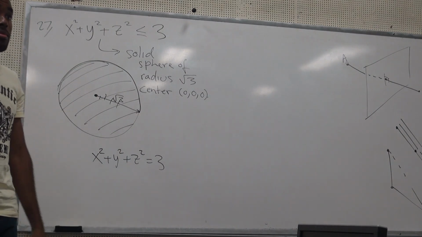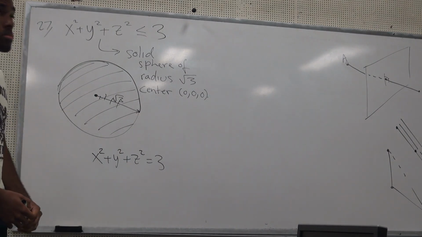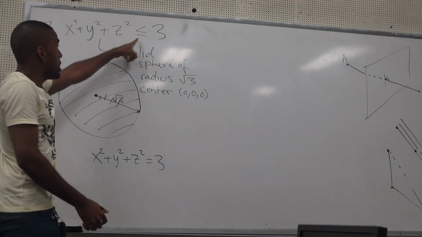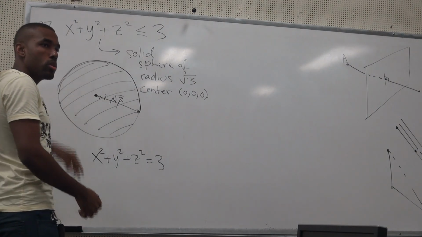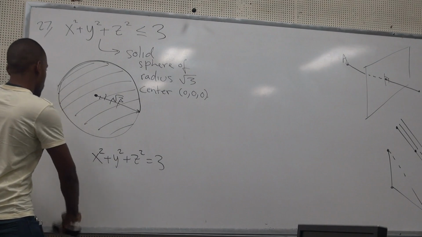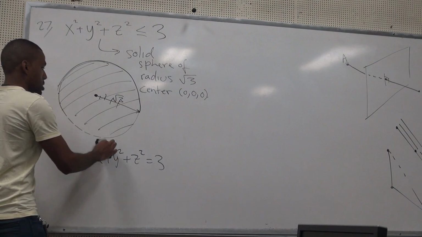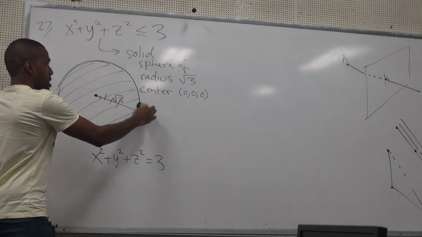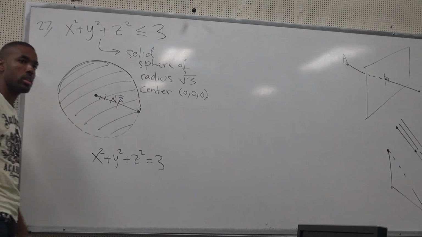Would it be all strictly less than 3? It wouldn't include the boundaries. So the boundaries would be written with like broken lines. So it will be everything inside of this sphere. It was strictly less than.